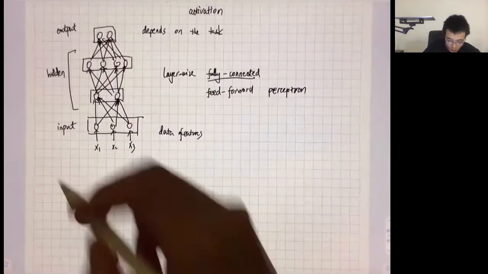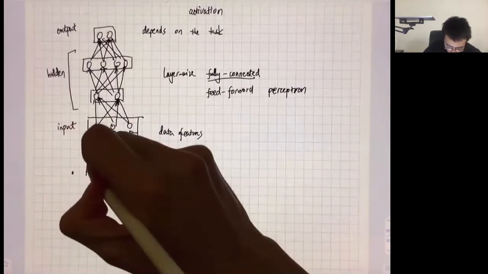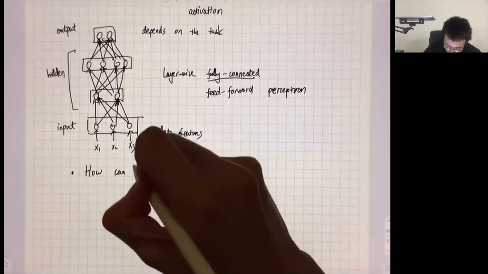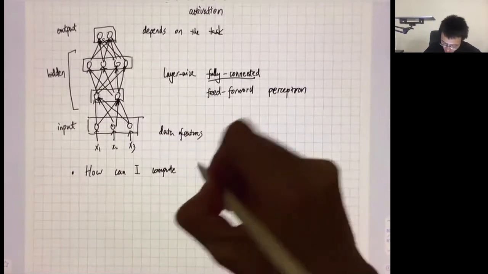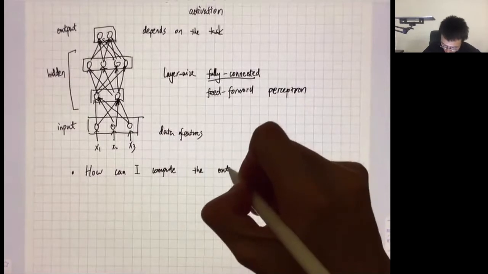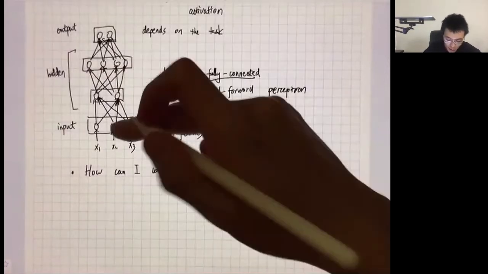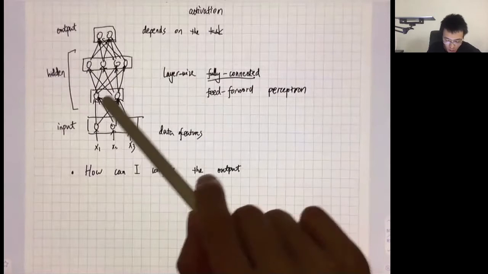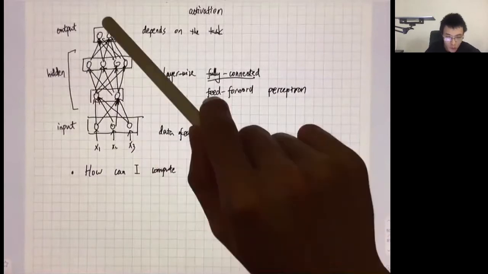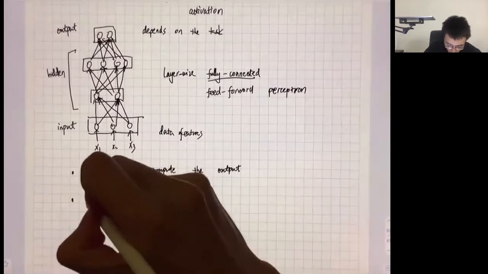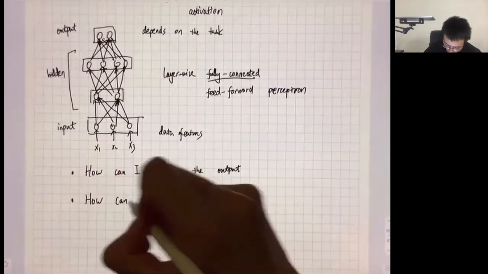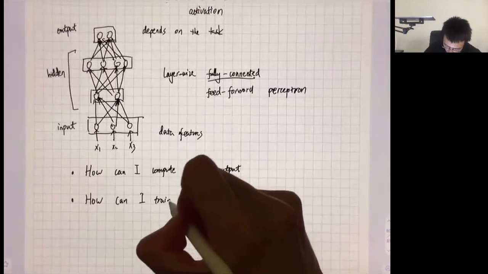So the main issue is how can I compute the output, right? Suppose all the weights are known, how can I compute the prediction? The second question is how can I train the model?